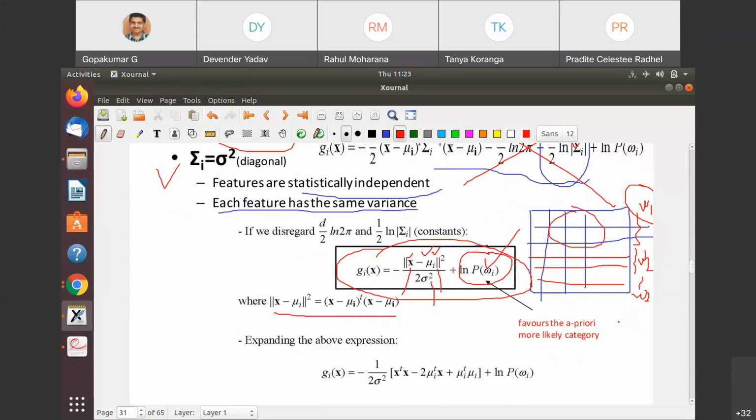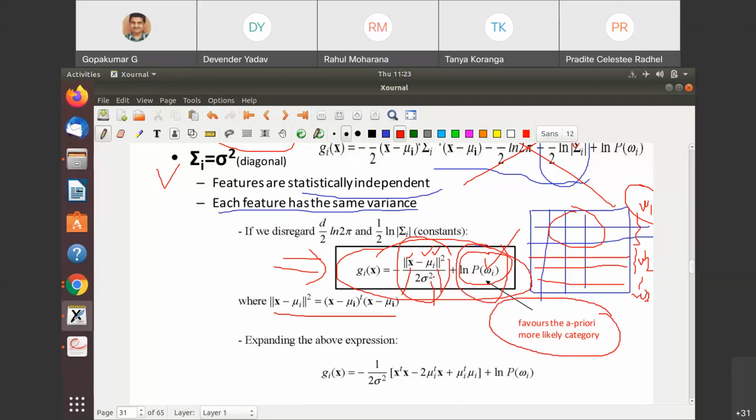If you look at this particular discriminant function, there are two terms. One is this particular term, and here we have the prior probability. So when you look at this equation, we can say that it favors an a priori more likely category.